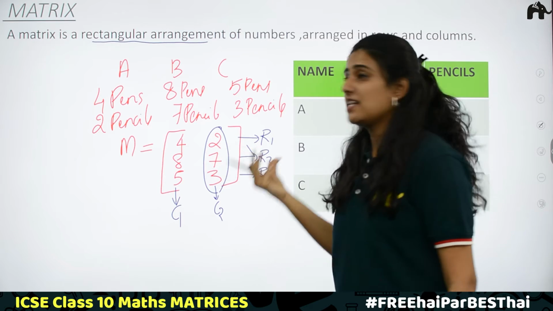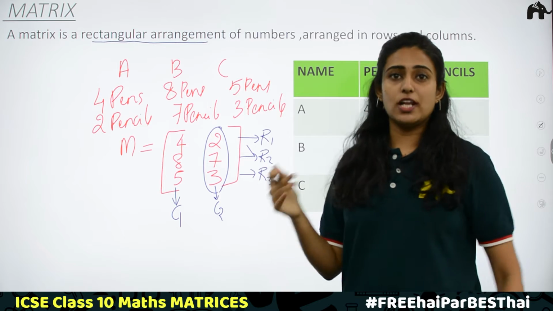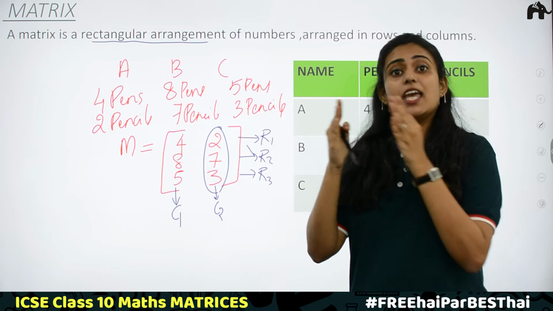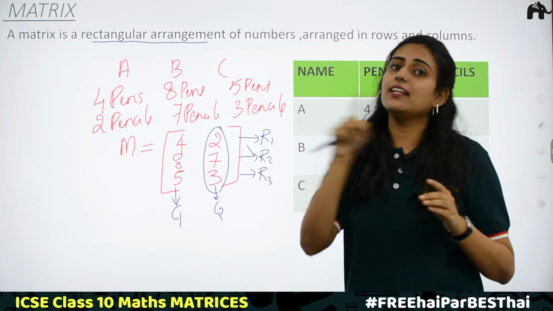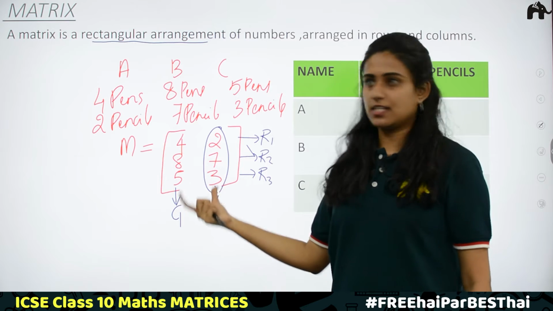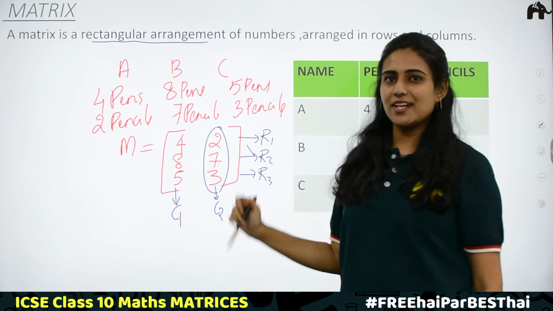Matrix is the singular form and matrices is the plural. If you have matrix A, matrix B, matrix C, then together we can call them matrices. Singular representation is a matrix. Here M is a matrix. Clear? Understood what a matrix is?